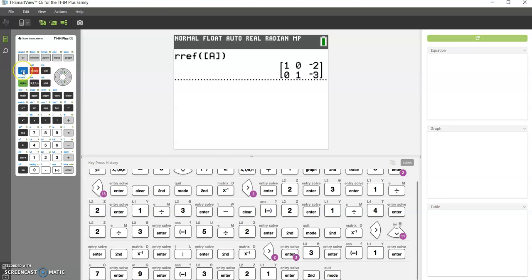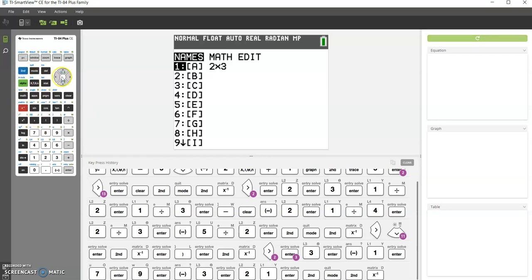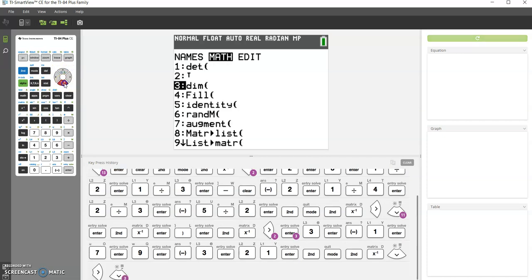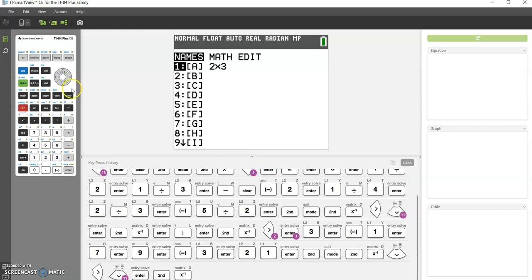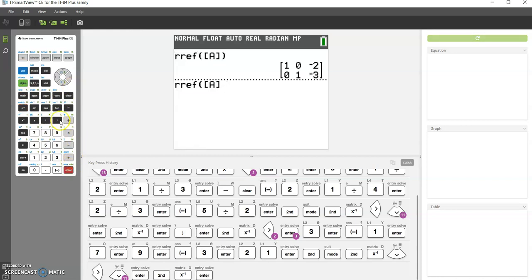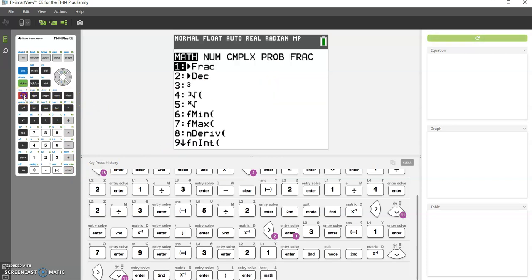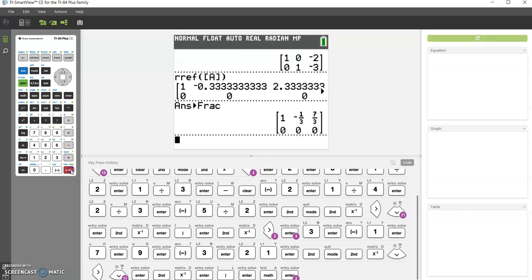So I'm going to go through the steps and I'll show you a shortcut. You can hit second matrix, arrow over to math, right arrow, there we go, and then down arrow to your RREF, hit enter, and then second matrix, hit enter on A, and close parentheses. This is what I meant. Here I'm getting these fractions. Hit your math, enter button.